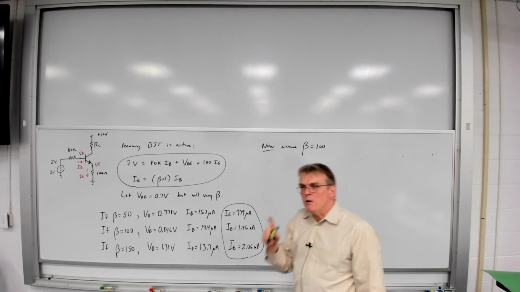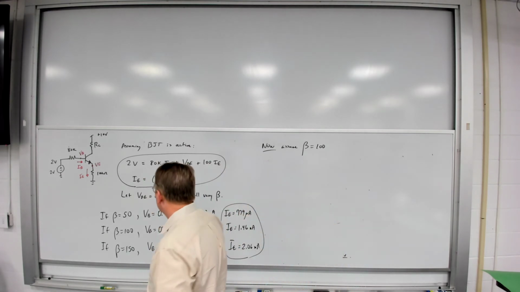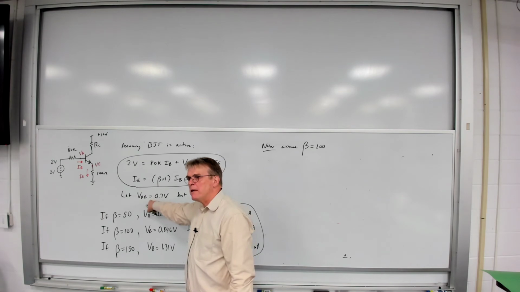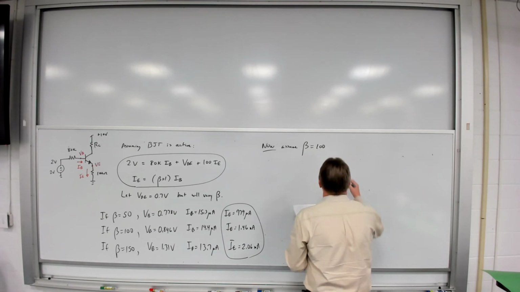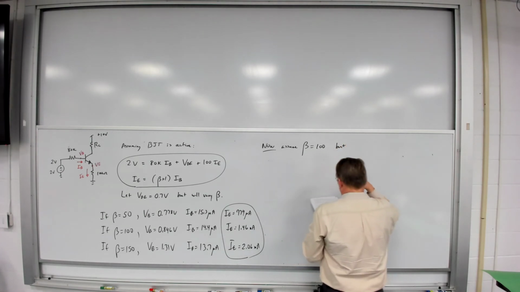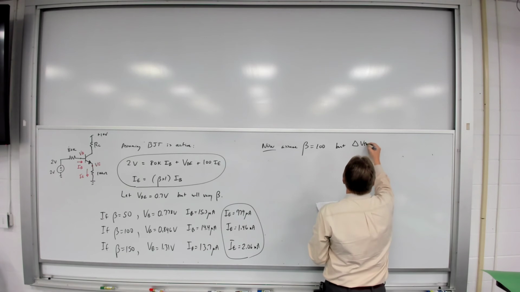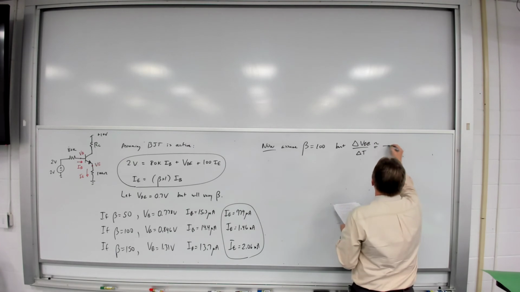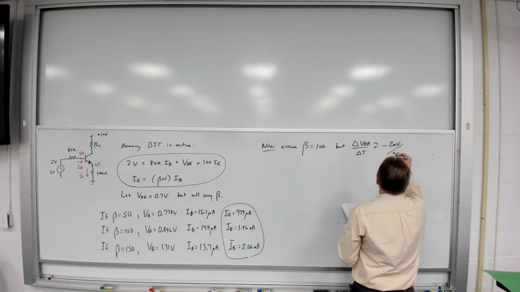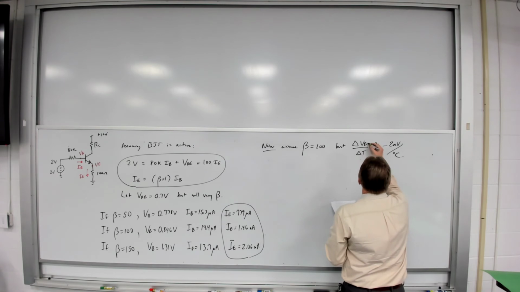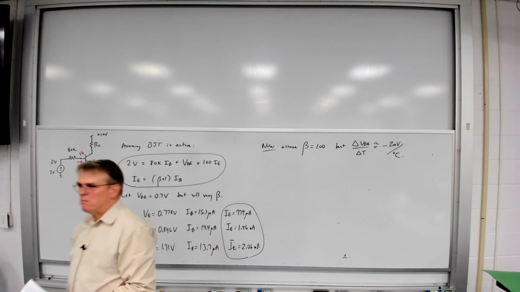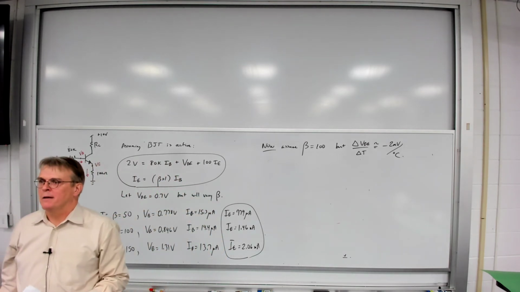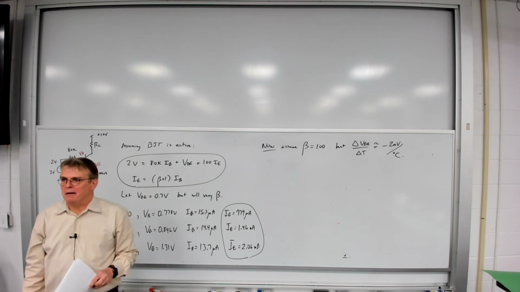Now let's assume beta is 100. Let's let beta be stable. But now I'm going to look at VBE. I'm going to assume VBE is affected by temperature. So I'm going to assume that delta VBE with respect to temperature is about minus 2 millivolts per degree C. We talked about that several weeks ago when we were looking at PN diodes. Well, now it's coming back and we have to think about it.